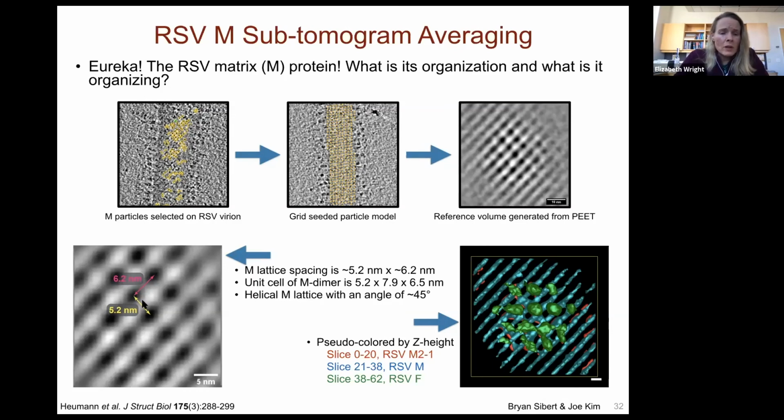What we found was that the spacing of the matrix protein lattice is roughly 6.2 nanometers in one dimension and 5.2 in the other, which is in great agreement with the crystal structure lattice of the M dimer. We also found that the lattice has a helical orientation, at roughly a 45-degree angle. This makes sense because these viruses are filamentous and form as a filament. So you're expecting this lattice to curve around the filament as it extends outward from the cell as it's growing.